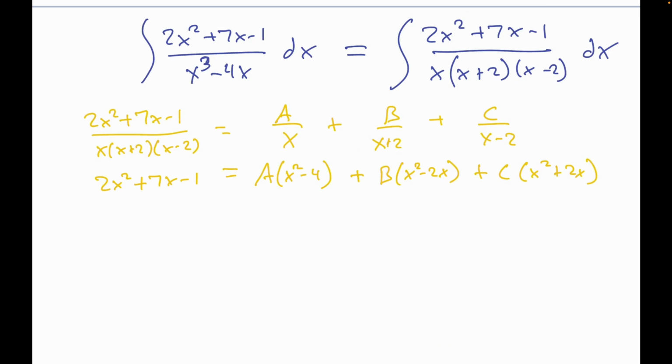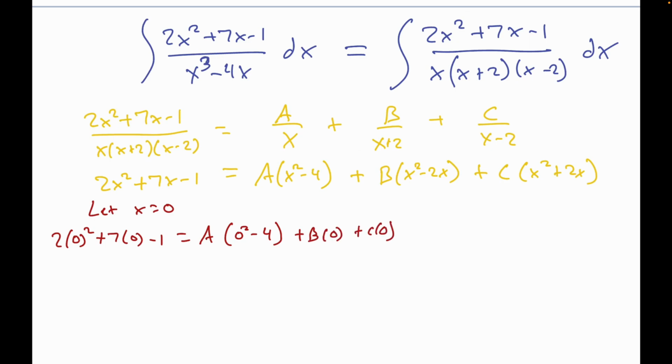Okay, so let's go ahead and start working these out. Basically, you're just trying to get each individual letter's term by itself. So I can start by saying let x equal 0, because that will eliminate my B and C terms. So we'll have 2 times 0 squared plus 7 times 0 minus 1. A gives me 0 squared minus 4, and B goes away, and C goes away. So all of that becomes negative 1 equals A times negative 4, and that gives me an A of 1/4.